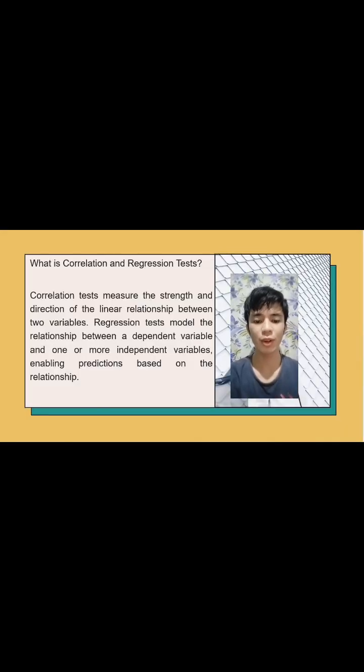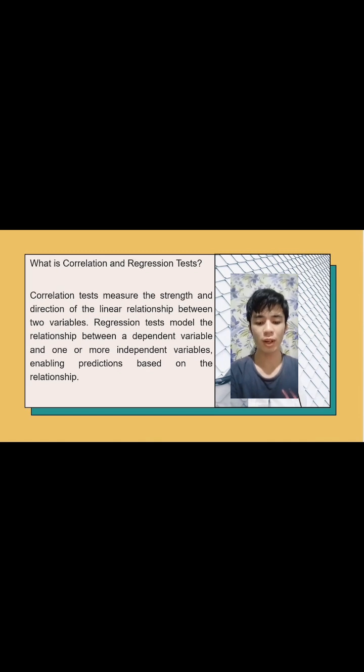What are the correlation and regression tests? A correlation test measures the strength and direction of the linear relationship between two variables. A regression test models the relationship between a dependent variable and one or more independent variables, enabling predictions based on the relationships.